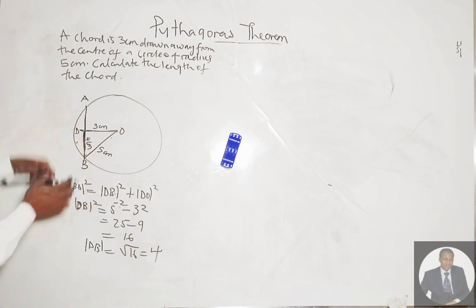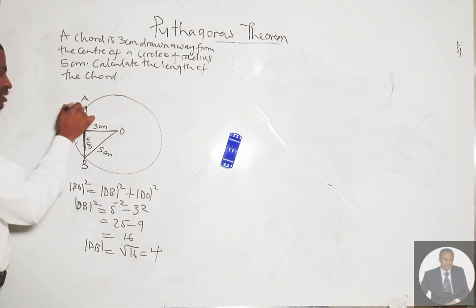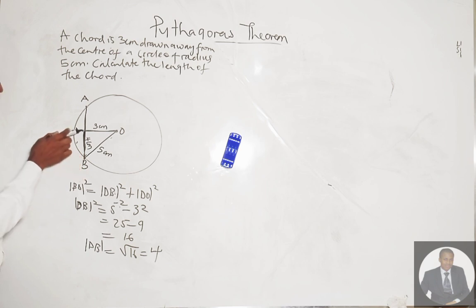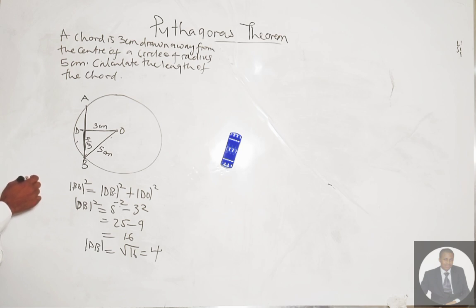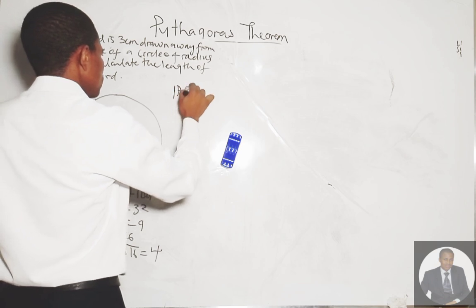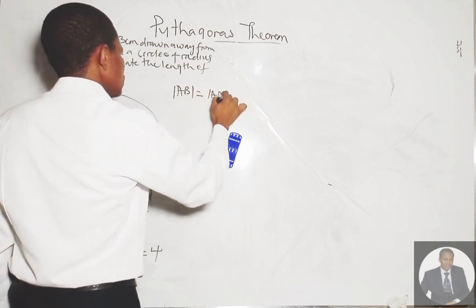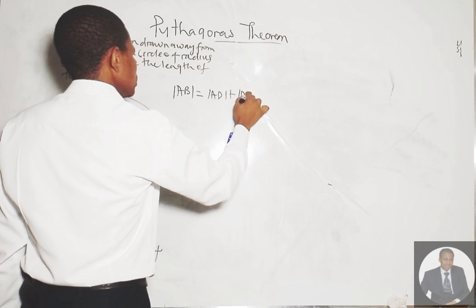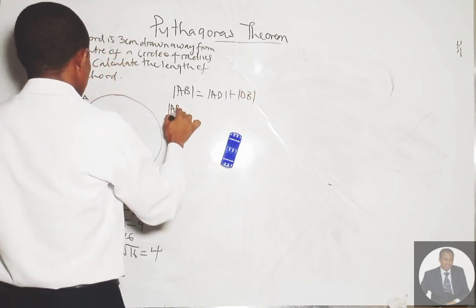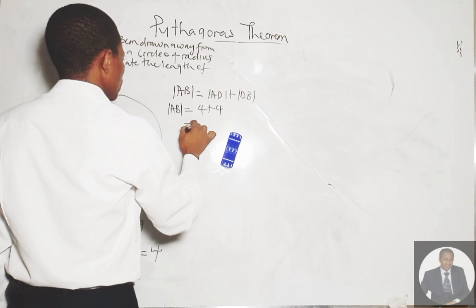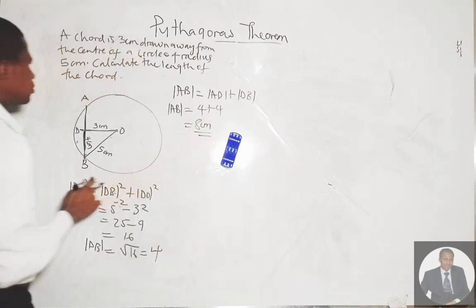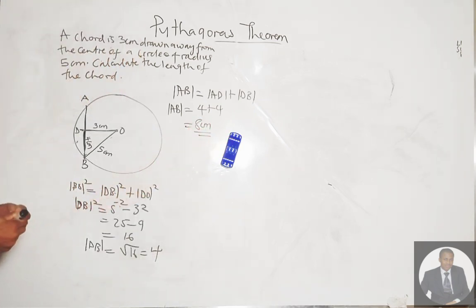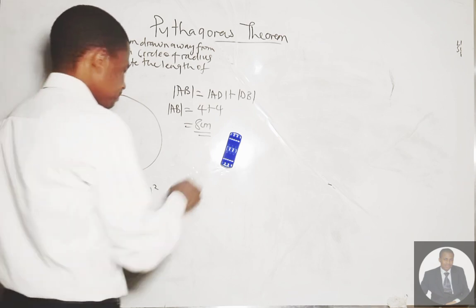Now we have to calculate the length of the chord from one part of the circle to the other. If from here to here is 4, from here to here will also be 4, because this divides it equally. So line AB equals line AD plus DB. So AB equals 4 plus 4, and that will give us 8 centimeters. So the length of the chord is 8 centimeters.